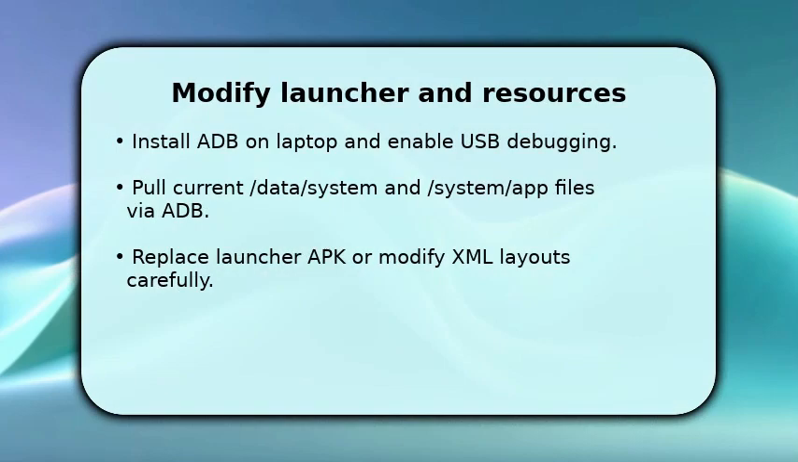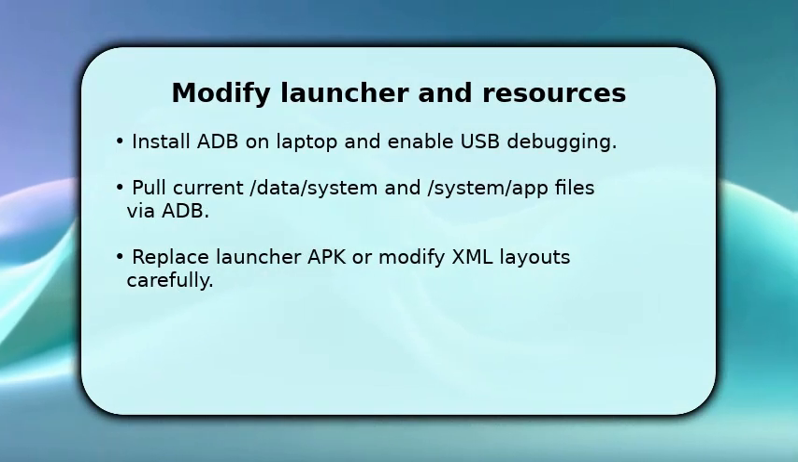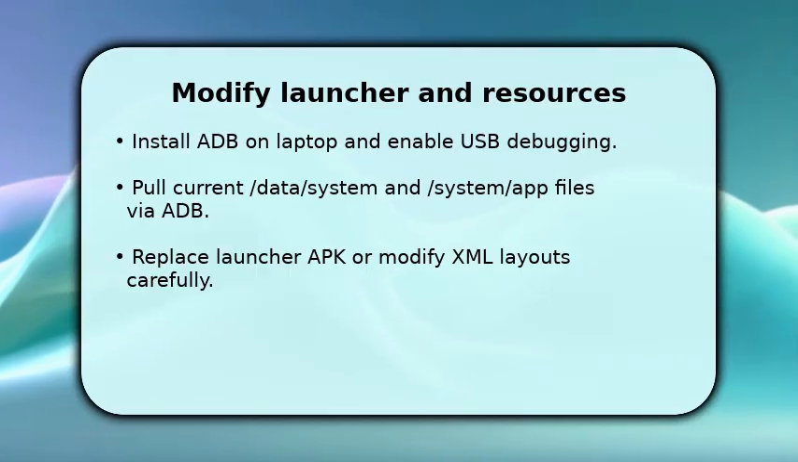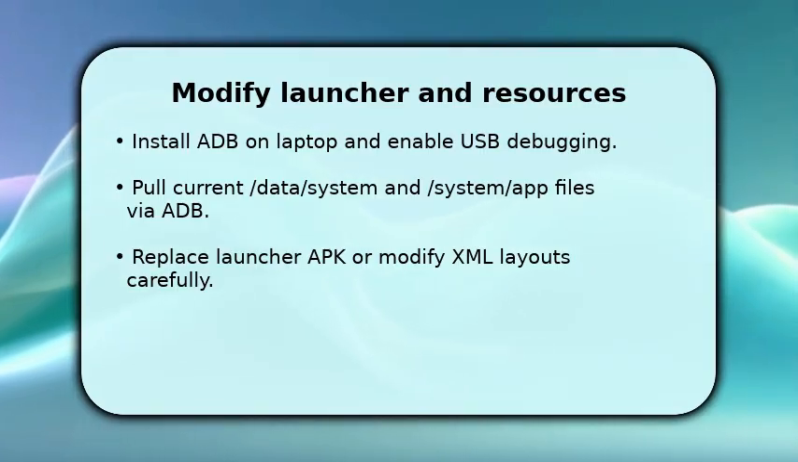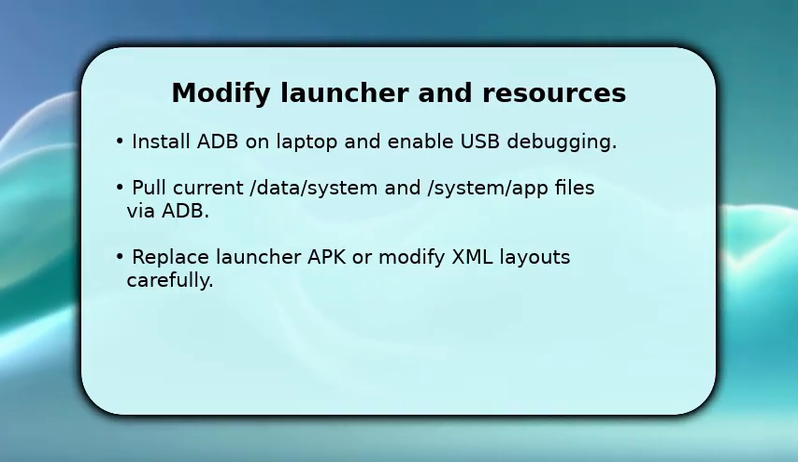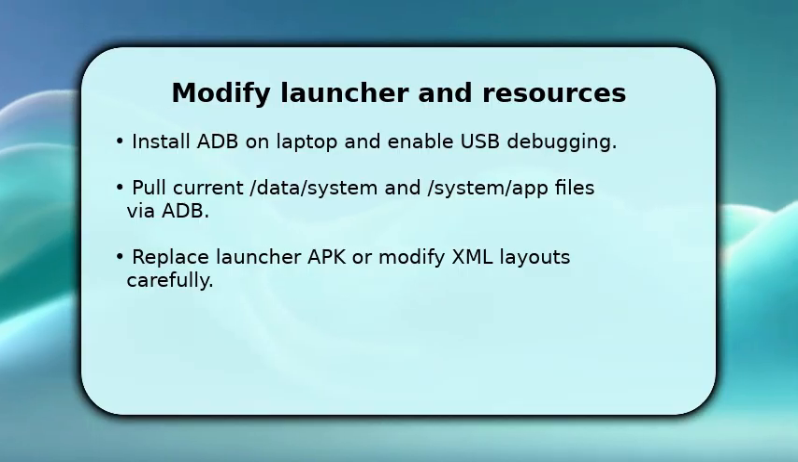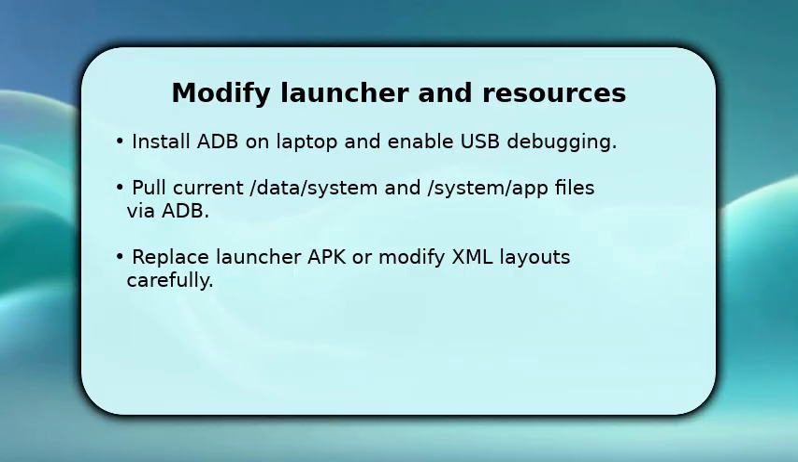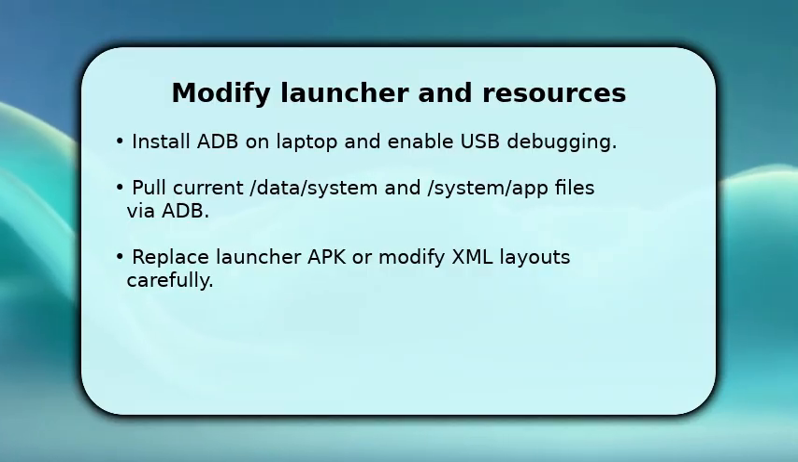Connect with USB debugging enabled and pull /data/system and /system/app to preserve originals. Once you have the files, replace the launcher APK or edit XML layout resources to adjust UI elements like icon size, rows, and status bar behavior. Make sure file permissions remain the same after pushing. Incorrect permissions prevent the system from loading the launcher.